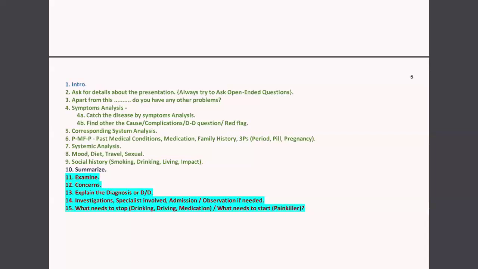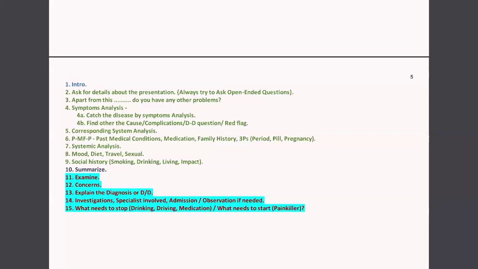Social history, for social history you need to ask about the smoking, drinking, living, and impact of the disease in their daily life. So you have to ask whether they're a smoker, whether they drink, what they do for living, and how much their symptoms affect their daily life and job.